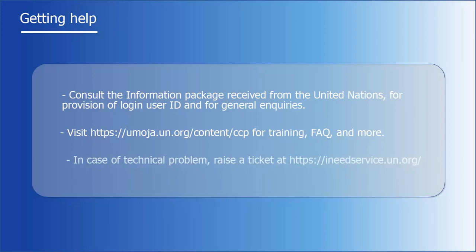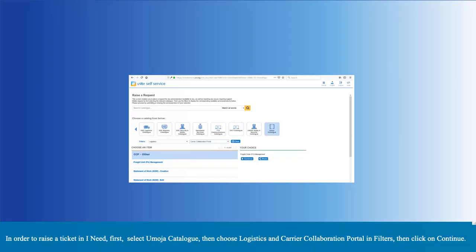In case of technical problem, raise a ticket at ineedserviceun.org. In order to raise a ticket in iNeed, first, select UMAJAR catalog, then choose Logistics and Carrier Collaboration Portal in Filters, then click on Continue.